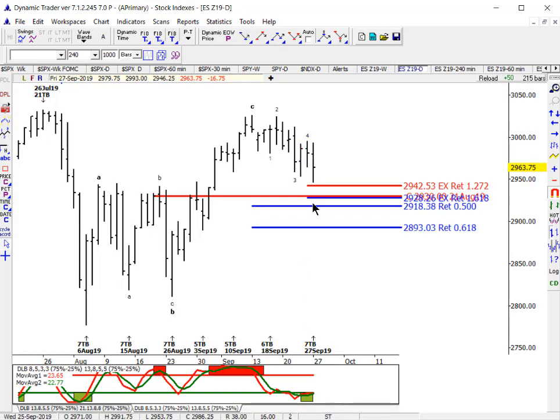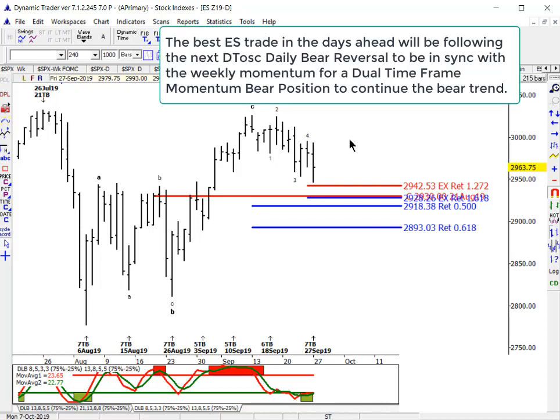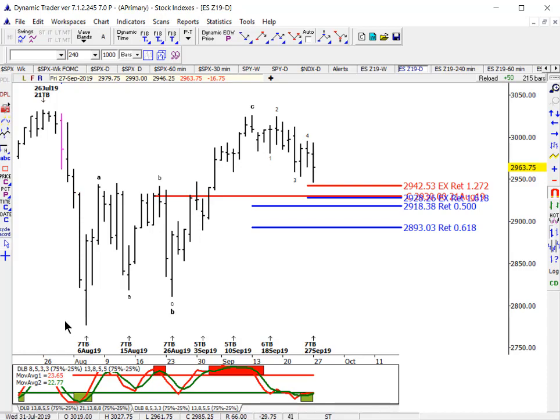But just keep in mind that when we do get that reversal, it'll probably just be a 3 to 5 day corrective advance. The real trade coming up in the days ahead, and this is going to be a big one, I think anyway, we'll be following the next cycle in our DT oscillator when it makes a bear reversal. It'll be in sync with the weekly momentum, which is bearish, to continue the bear trend, potentially to below the August low.